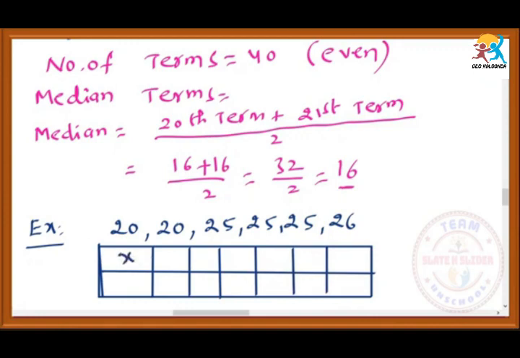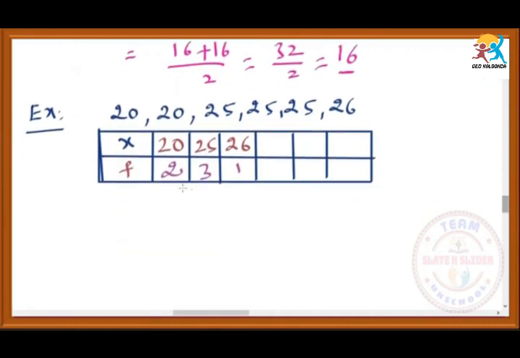This is X, this is frequency F. So 20, 25 and 26. So 20 has come twice. That's why its frequency is 2. 25 has come 3 times. It's 3. So 26 has come 1 time. So this is the table. For this table, this is the question.